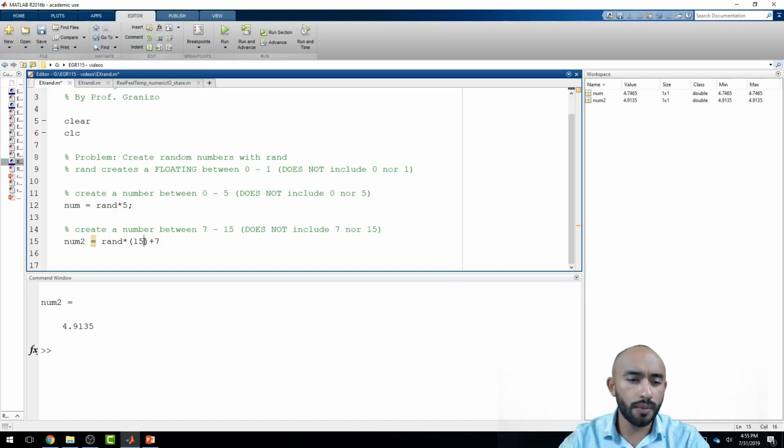So what number do I need to multiply rand by so that the highest possible value out of this whole operation is 15? Well, 7 plus 8 is going to give you 15. Or another way to put it, the number that you need to multiply times rand is going to be the highest possible value of your range minus the lowest possible value of your range: 15 minus 7, or 8. Let's test it out. And once again, you are obtaining random values between 7 and 15 without including the 7 or the 15.